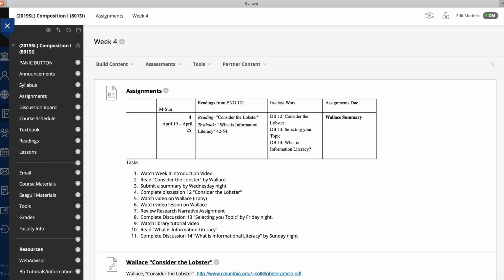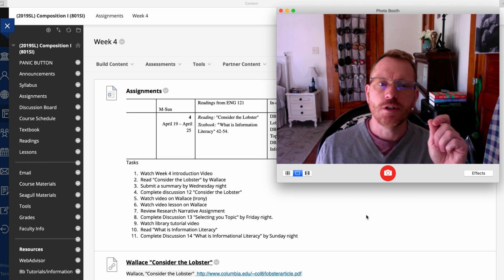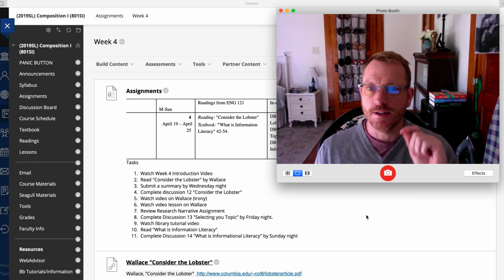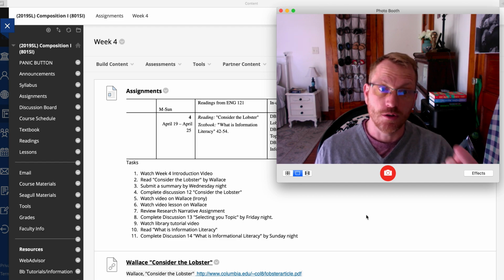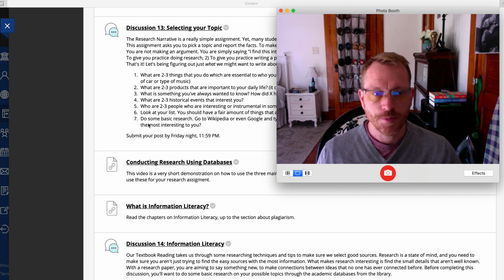After that, we're going to shift gears and focus on our next major writing assignment. This is going to be our longer writing assignment of the semester, which is a research narrative. This is a research paper that's designed to get you used to using the different databases and doing academic research, incorporating that information using MLA formatting and internal citations, and creating a works cited page.